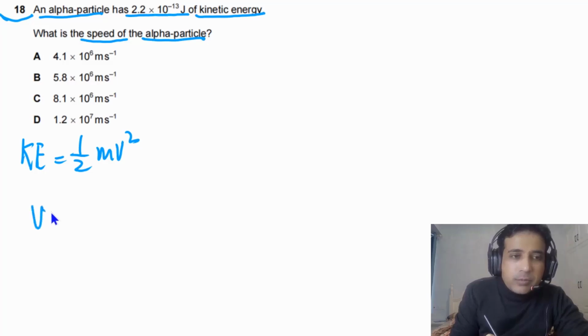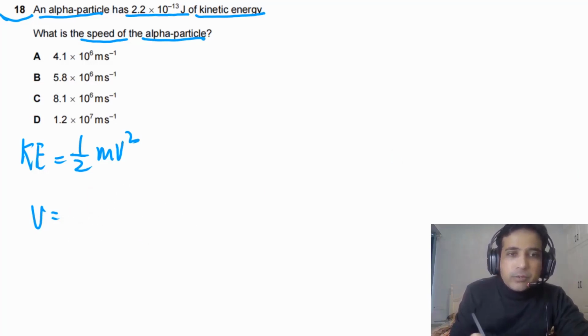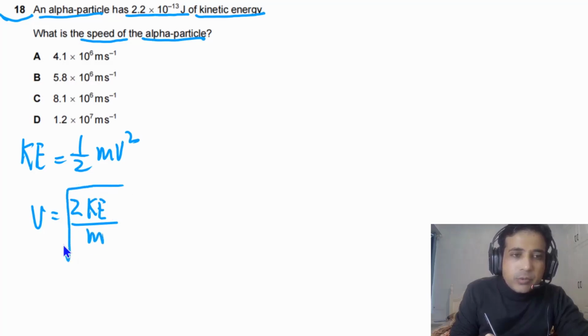So speed will be equal to the square root of 2 times kinetic energy divided by m. Let me write down this kinetic energy in a proper way so it will look a little bit nicer. So we have 2 times KE, and this will be divided by m, and if you take root of this one we can calculate the value of speed of the alpha particle.